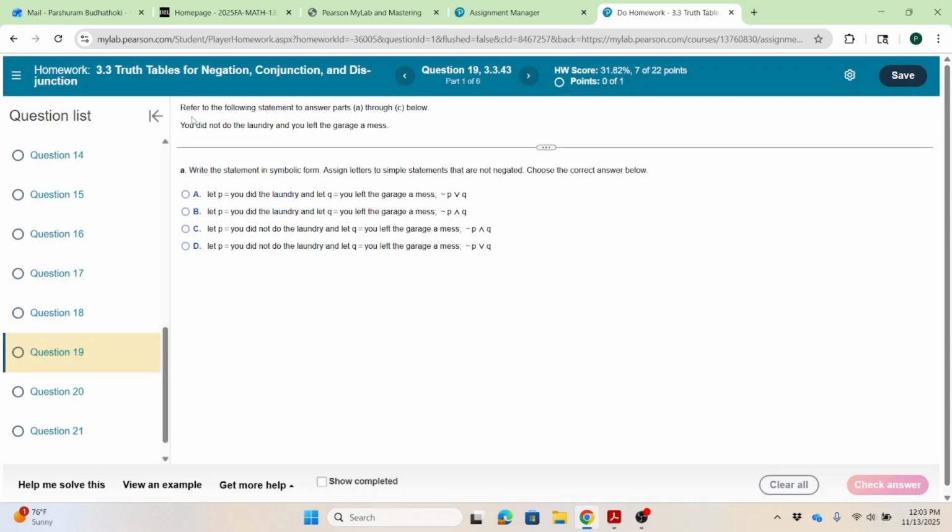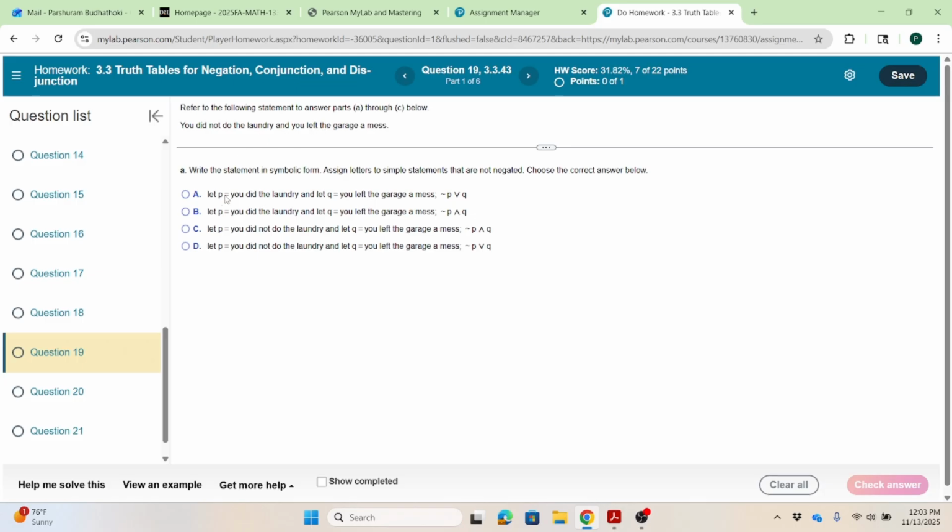Okay. Refer to the following statement to answer parts A through C. You did not do the laundry and you left the garage a mess. These are the two statements. We are connecting them with the AND. So how can you write it?